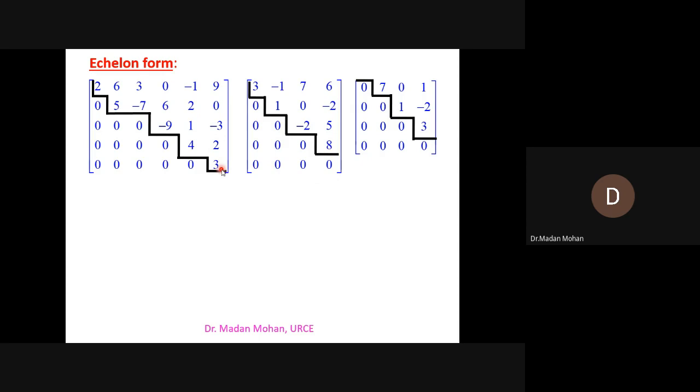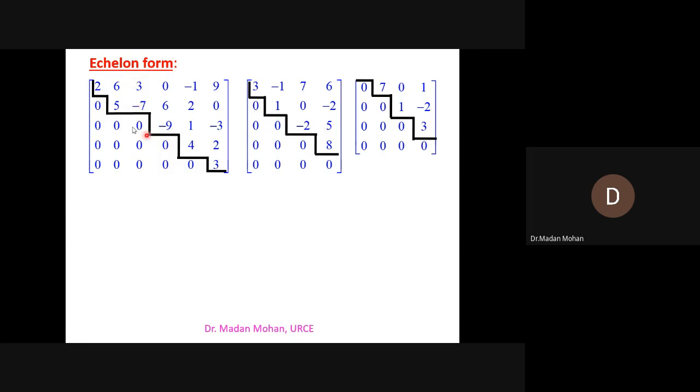we are climbing 3 to 4, here to here, here a flat step, next this one. Similarly, one step. If you observe this, you are climbing only one step at a time. You are not climbing 2 steps at a time. If in a given matrix you are able to draw steps like this by climbing one step, it is said to be an echelon form. Otherwise, it is not echelon form.